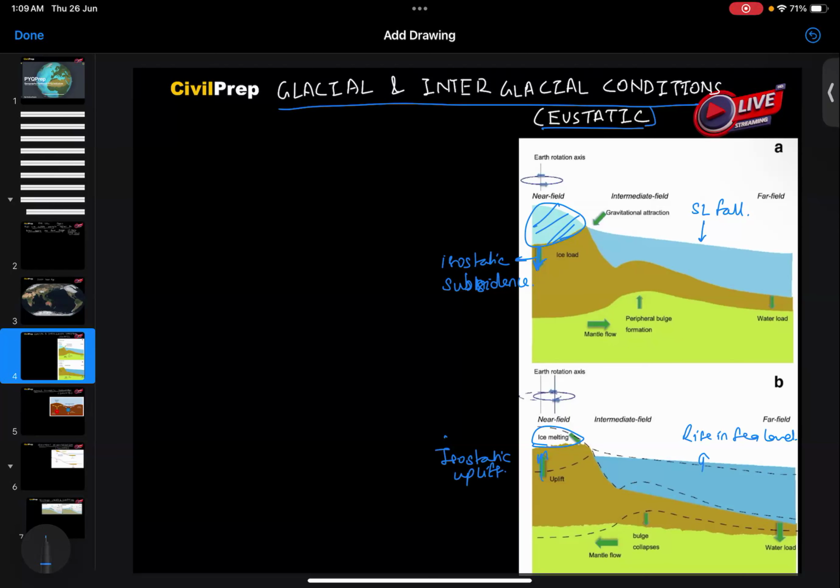Here we see that not only the rise in sea level, but also the land which is present here, a bulge has been formed. So this is the first part, which happened during the Pleistocene ice age.